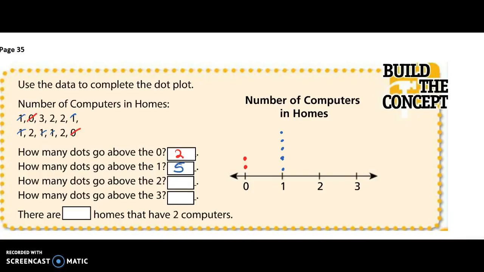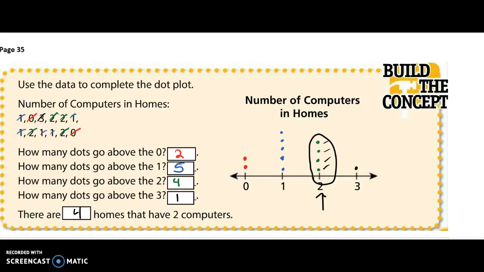Let's look at how many dots go above the 2. I've got 4 twos, so I need 4 dots. Then lastly, I have one 3, so I need 1 dot above the 3 on the dot plot. So how many homes are there that have 2 computers? Let's look at 2 on the dot plot number line and notice there are 4 dots. So 4 homes have 2 computers because each dot represents 1 home.